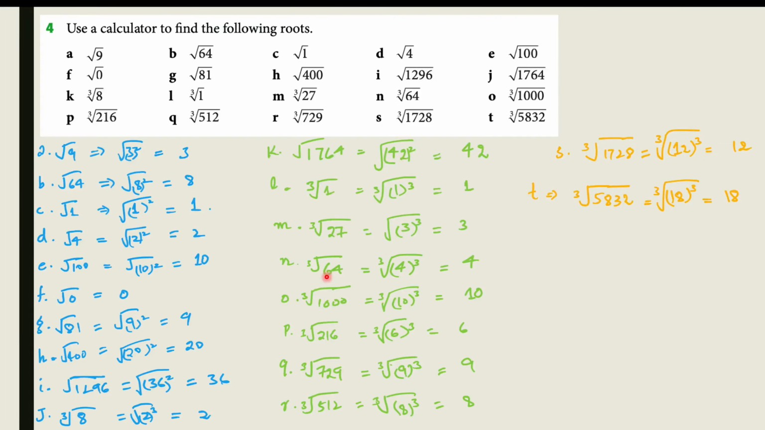Next we have the cube root of 64, which is 4 multiplied by 4 multiplied by 4. So the cube root of 64 is equal to 4. The cube root of 1000 is equal to 10, because 10 multiplied by 10 multiplied by 10 is equal to 1000. Then the cube root of 216, again it is 6 multiplied by 6 multiplied by 6. We get the cube root of 216.